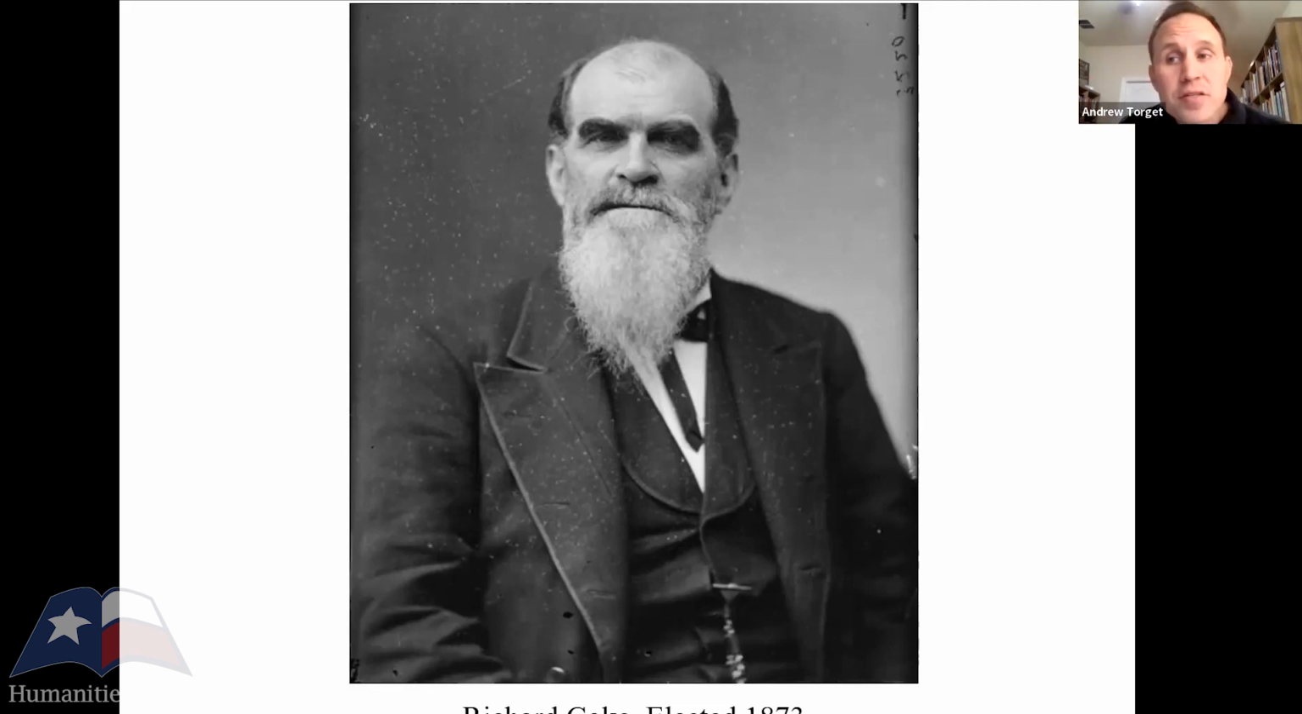Enough of them get registered to vote that by 1873, when the Depression hits, they elected this guy, the guy who's on the screen right now, a guy named Richard Coke, who was himself an ex-Confederate. He was elected as governor of Texas, and he's a Democrat, he's an ex-Confederate, and he's going to replace Governor Davis as the governor of Texas. So the ex-Confederates reclaim the governorship.